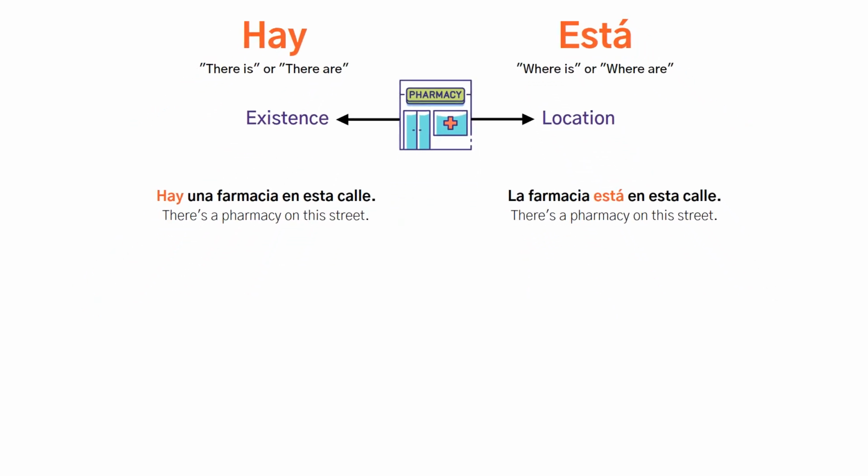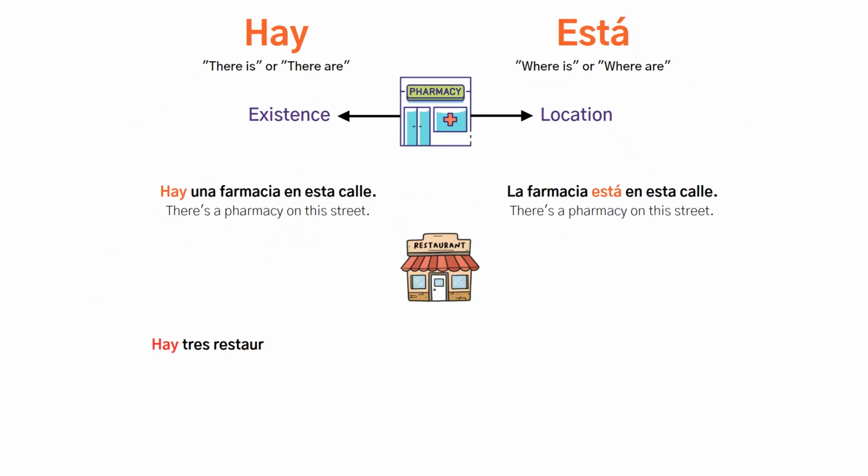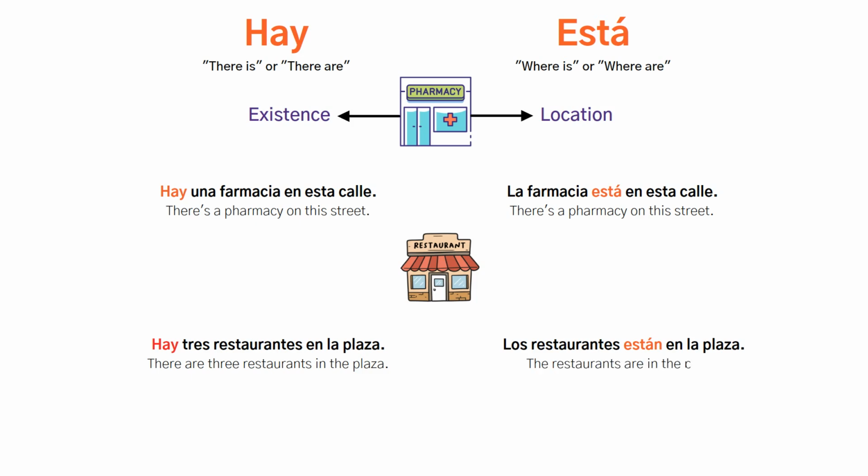More examples. Hay 3 restaurantes en la plaza. There are 3 restaurants in the plaza. You're describing what exists there, perhaps recommending the area to someone who wants to eat. Los restaurantes están en la plaza. The restaurants are in the plaza. You're locating specific restaurants, maybe ones you mentioned earlier or ones the other person asked about.